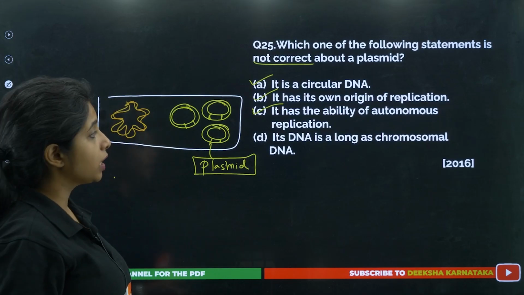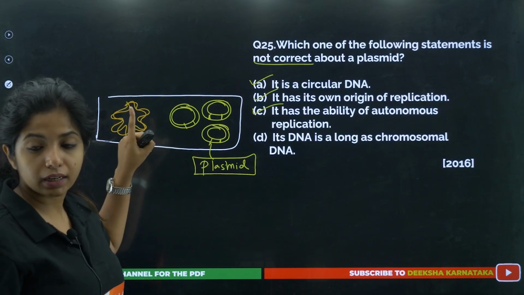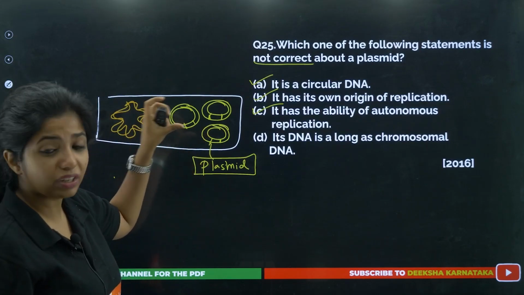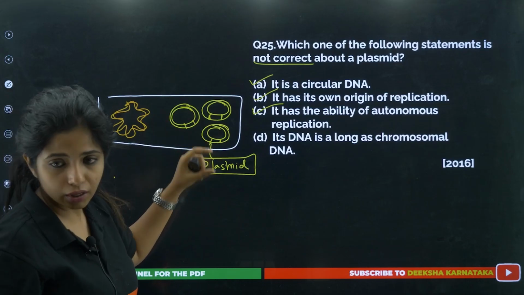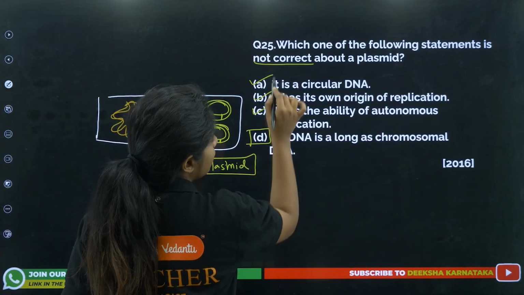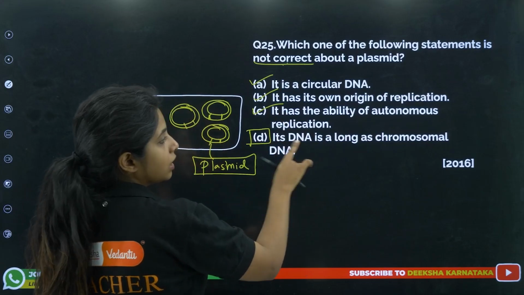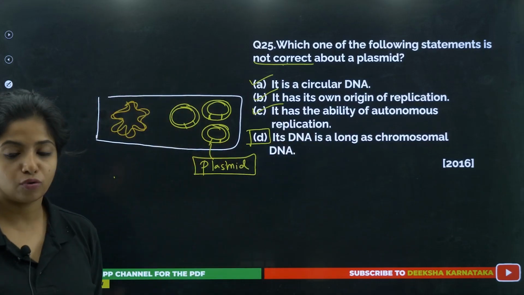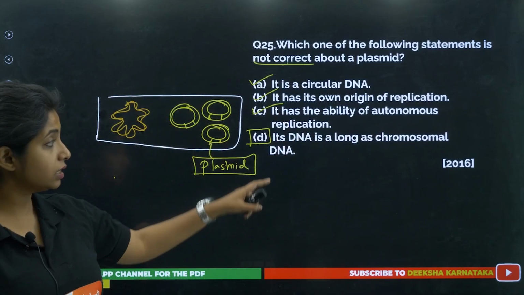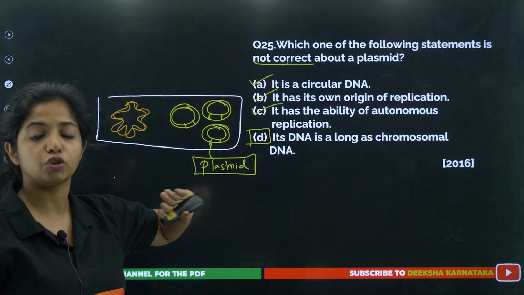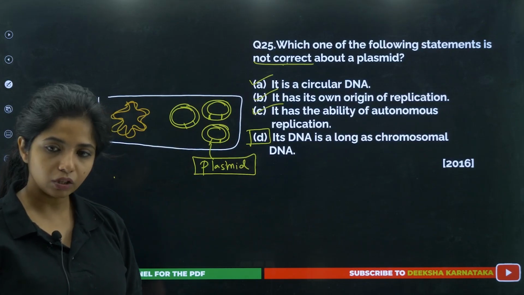Its DNA is as long as chromosomal DNA. The chromosomal DNA and this are totally different. Plasmids are very short. So I would say this is the wrong statement. We had to find the non-correct statement, so this is the wrong one. Its DNA is not as long as the chromosomal DNA. Please remember that. Here it is written that it's as long as chromosomal DNA. It's a wrong statement.